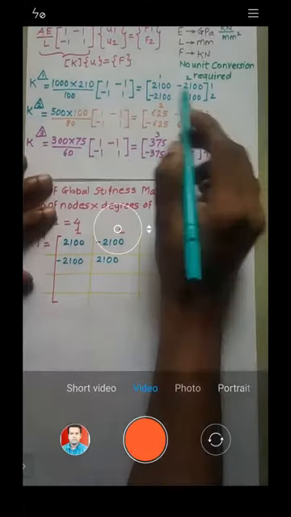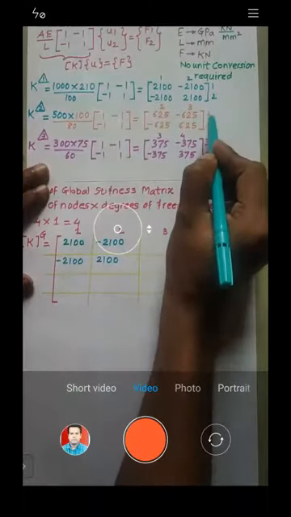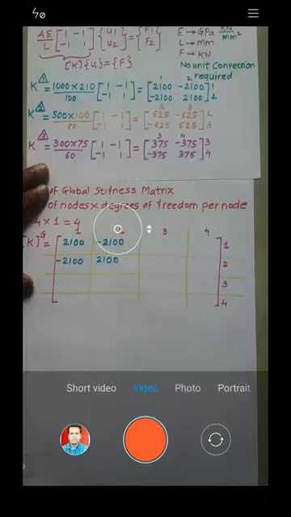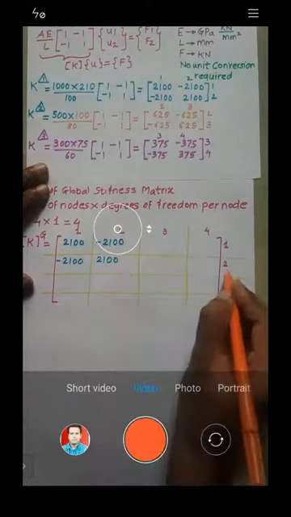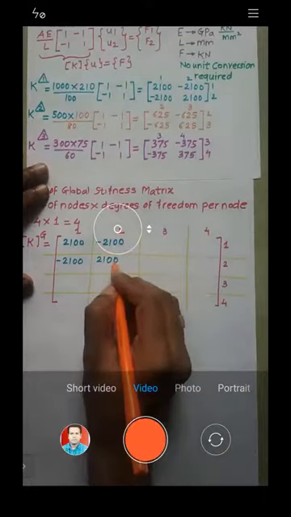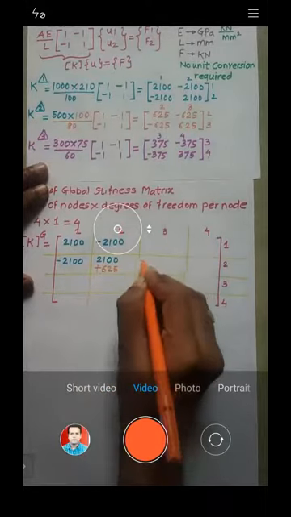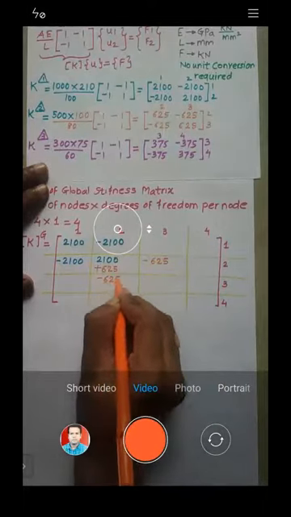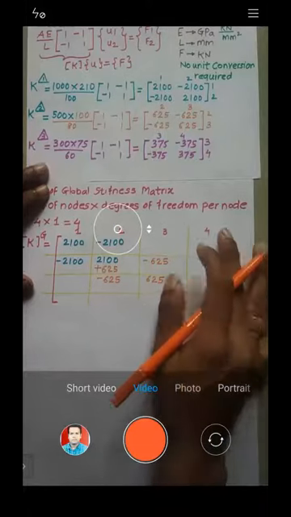Now let's do the stiffness matrix of element number 2. It starts from 2 2, so at 2 2 you write down 625. See, this is 2 and this is 2. So I should write here plus 625, minus 625, minus 625, and here again plus 625, right? So this is what is written.